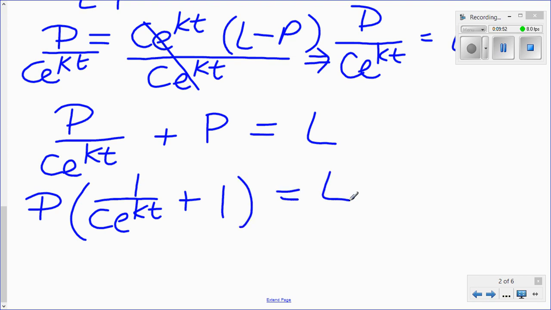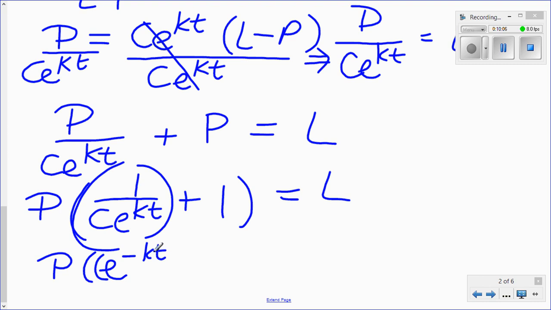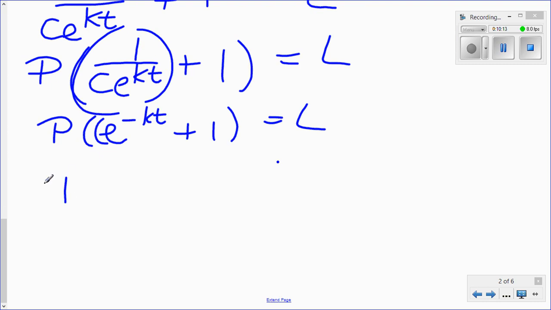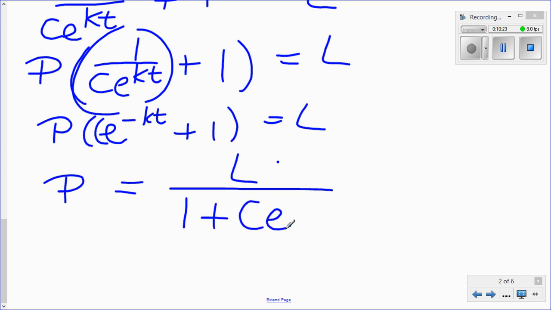Okay, now, instead of keeping this 1 over, I'm going to use my properties of exponents, and I'm going to flip that and make it C e to the negative kt plus 1 equals L. And then I'll just divide on both sides, and we finally get P equals L divided by, and often you'll see it written like this, 1 plus C times e to the negative kt power.